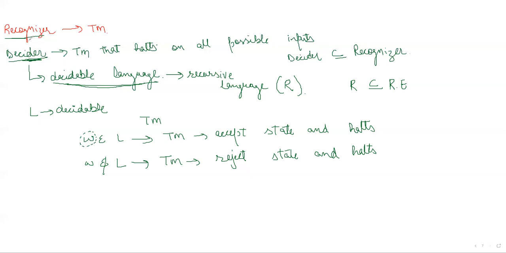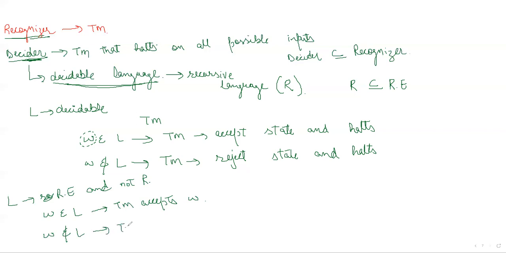However, for other languages, for example, if there is a language L and this language is not accepted by a decider but by a recognizer, what does that mean? Let's suppose it is recursively enumerable and not R. Not R means it is not a decider, not a decidable language. So what does that mean? If W belongs to L, then the TM accepts W. And if W does not belong to L, the TM rejects W or goes into a loop.